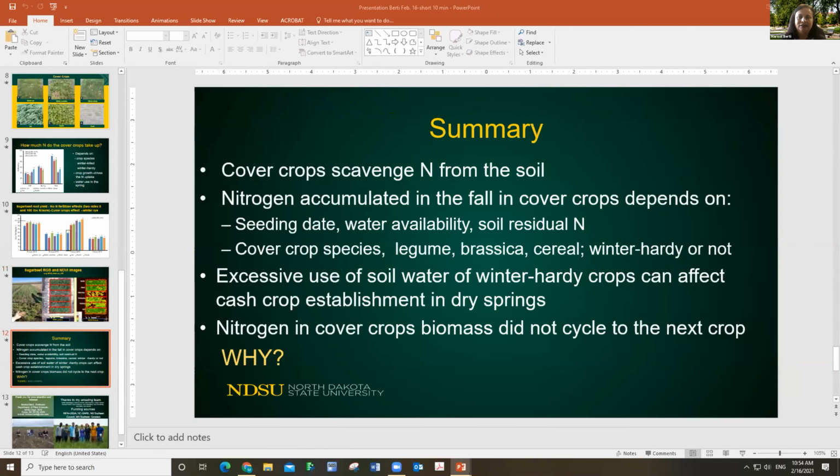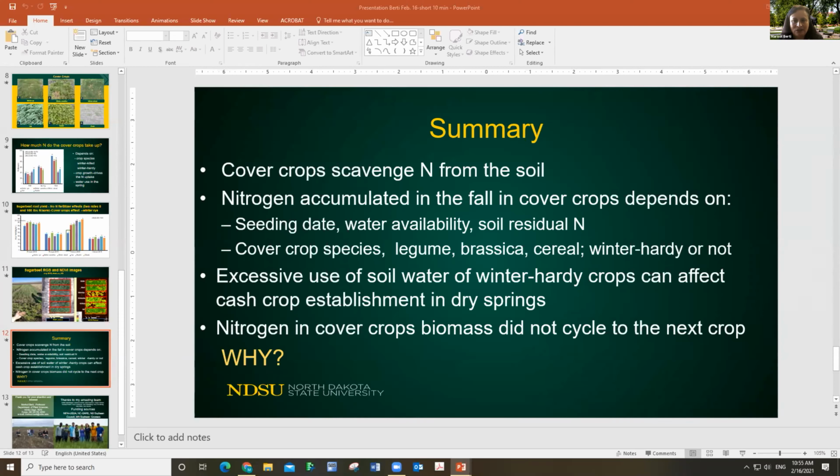And so in summary, cover crops can scavenge nitrate. We've had many experiments, and they do. It's significantly higher than a control plot. But how much accumulates will depend on the seeding date of the cover crop, water availability, soil residual nitrogen, and cover crop species, whether they're winter hardy or not. But we saw that when we have a dry spring, these winter hardy crops can negatively affect the cash crop establishment.